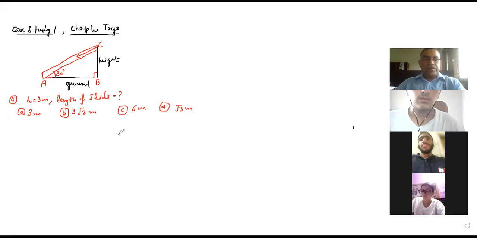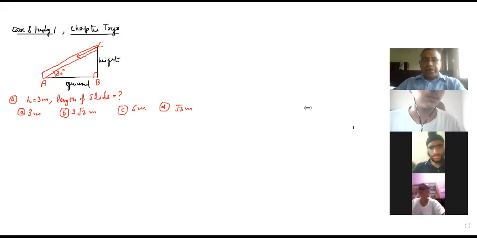Yes, Pratham, what is the answer? Height is given 3. I want to find out the length of slide. I think Pratham is not, I feel I am not audible to him.